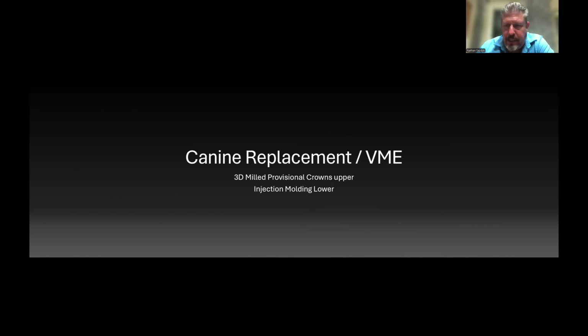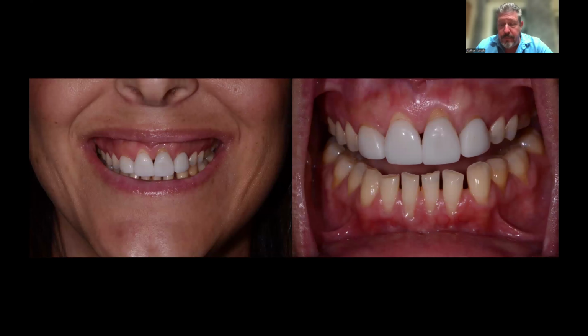This is a canine replacement vertical maxillary excess case. When we look at this, she has very, very long teeth, and they're the wrong shape. The canines were not made into laterals well. This is a multidisciplinary case. She had ortho before where they extracted things. It's just a tough case.